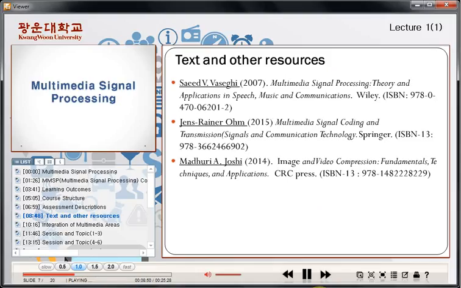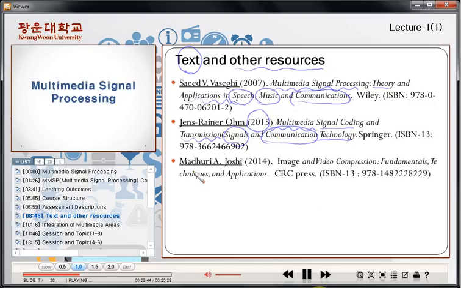And I'd like to introduce the text and other resources. So I have decided to choose a text, Multimedia Signal Processing: Theory, Applications, and Speech, Music, and Communications. And this textbook focuses on basic theories of digital signal processing. And the second text is Multimedia Signal Coding and Transmission, especially signals and communication technologies. And this book was published recently, in 2015.